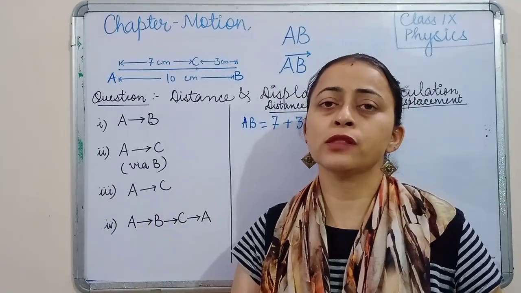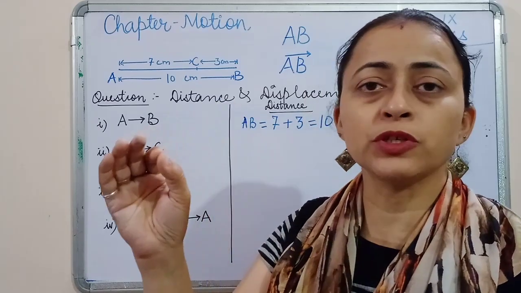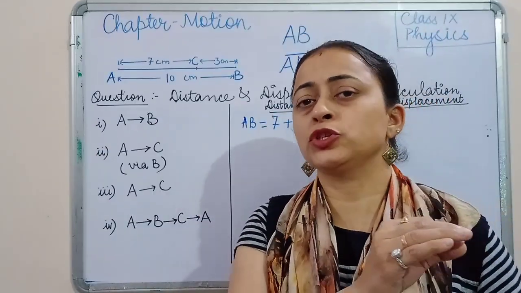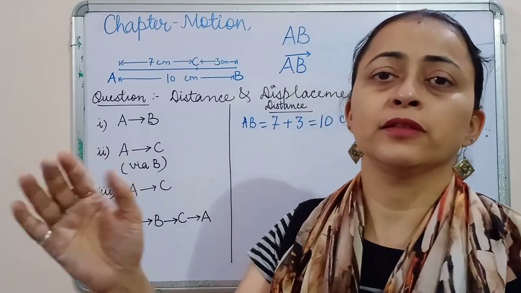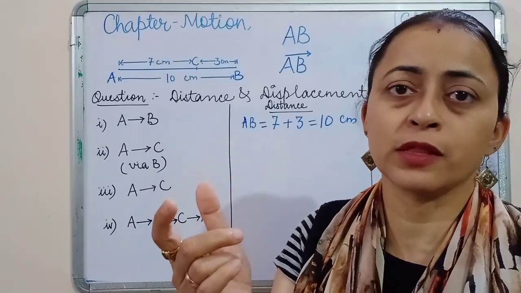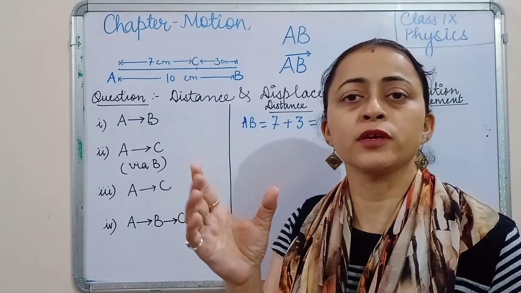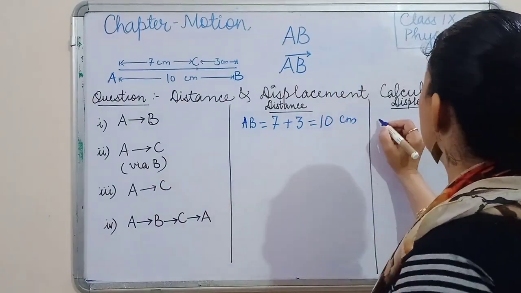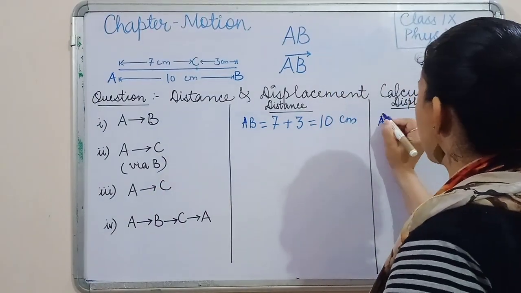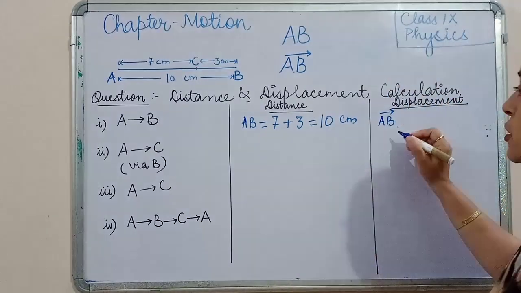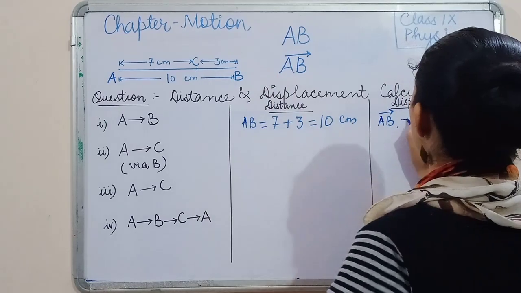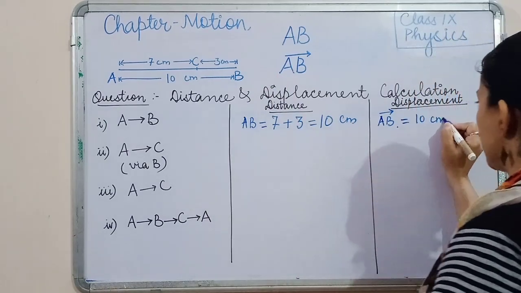It is referred to as, if you join the final position to that of the initial position from where the point started, that straight line, the shortest path length we can say, gives us displacement. So here AB displacement, because we are talking of going from A to point B, is 7 plus 3, again 10 centimeters.